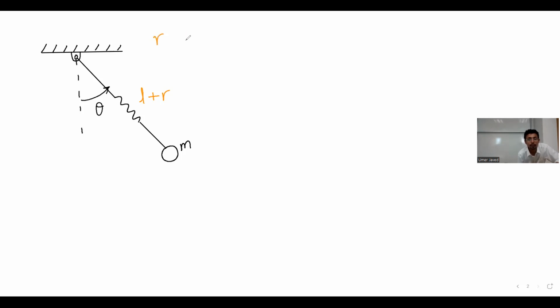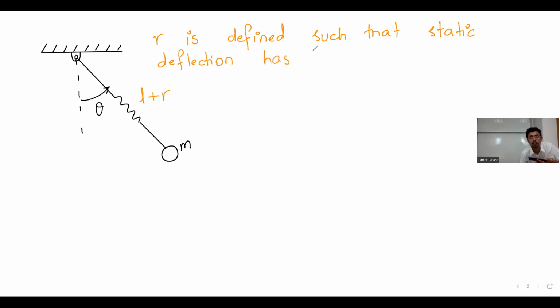R is defined such that static deflection has happened because of the weight. Now, if there is a student who doesn't agree with it, that's fine, but his answers will have the weight scattered all over the place. So now comes the real question: how are you planning to approach this problem?